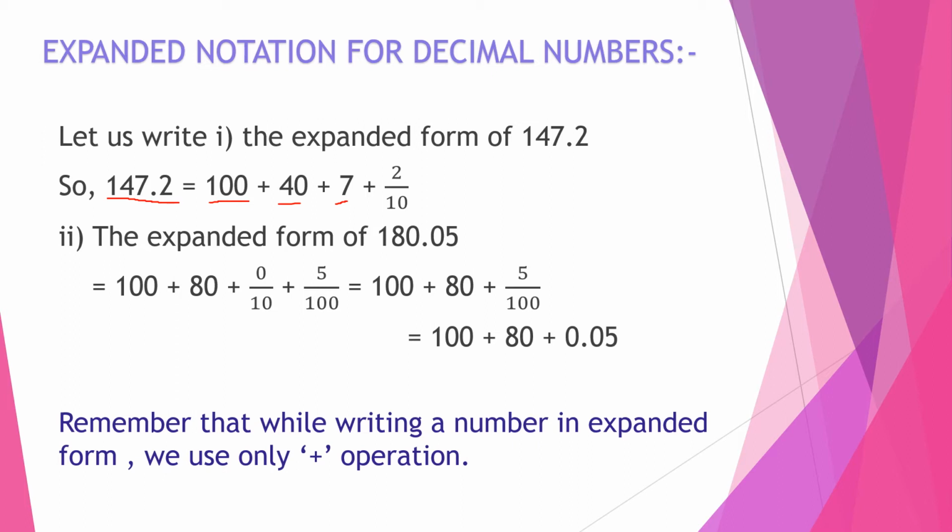Now after the decimal point, see how to do. After the decimal point, one digit is there, that is 2, right? That is the first digit. So we'll divide this first digit by 10, that is 2 upon 10.